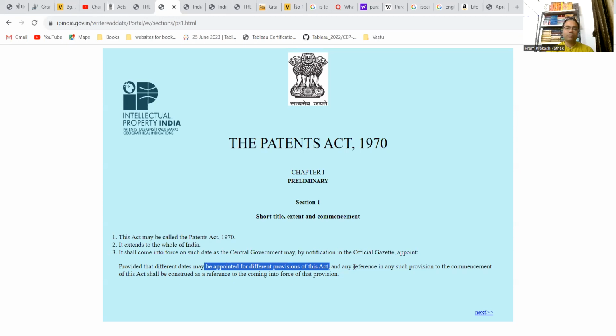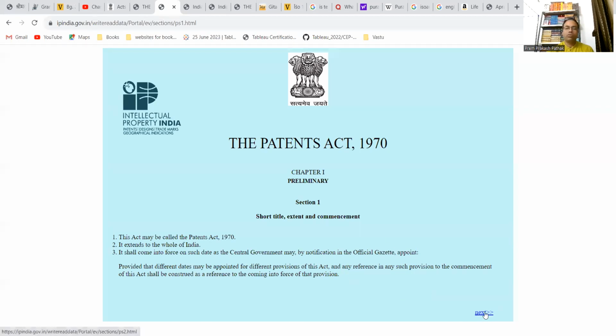And any reference in any such provision to the commencement of this act shall be construed as a reference to the coming into force of that provision. It means there are different sections, and for each section there could be a date from which it will be counted, and we need to consider accordingly. I mean to say that for section 1 you can change a date, and then from that date section 1 is changed. Section 2 may change similarly.